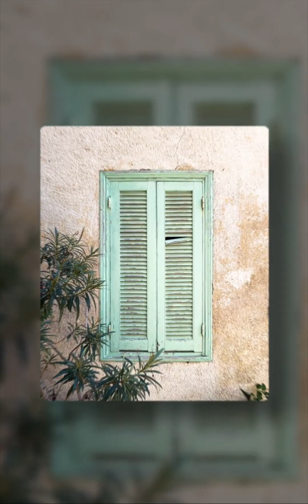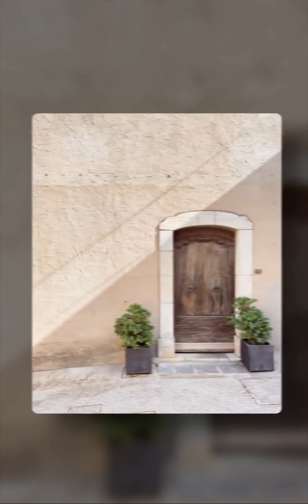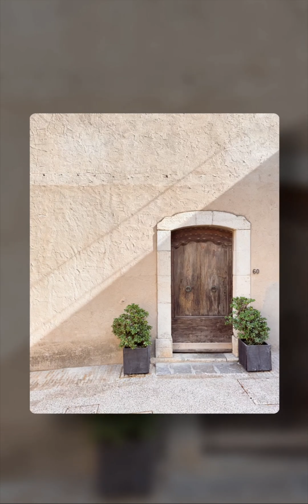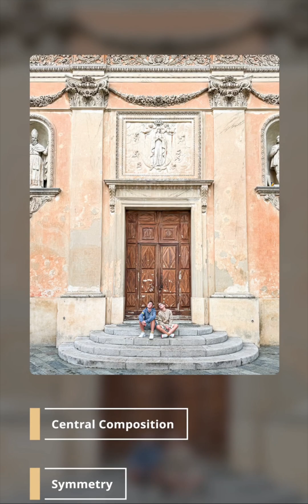Alternatively, we can make more minimal compositions by increasing the negative space. Look for simple compositions with only one subject matter and experiment with pushing the subject matter towards the edge of the frame more.